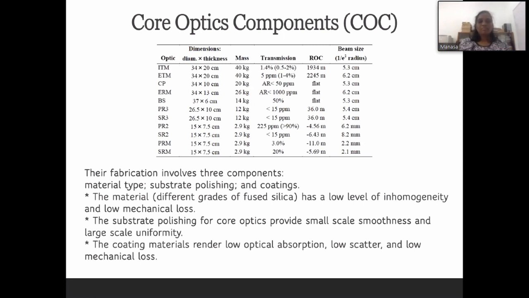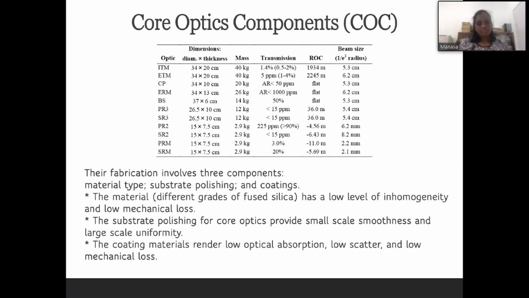Depending on the performance that the optical element has to offer, different grades of fused silica are used to make these mirrors. And the polishing for these mirrors is also crucial, because while you keep into account the large scale uniformities, as you can see, some of these mirrors, the test masses especially, are like 35 centimeters, you also need to take care of the small scale smoothness that you achieve during polishing of these mirrors.